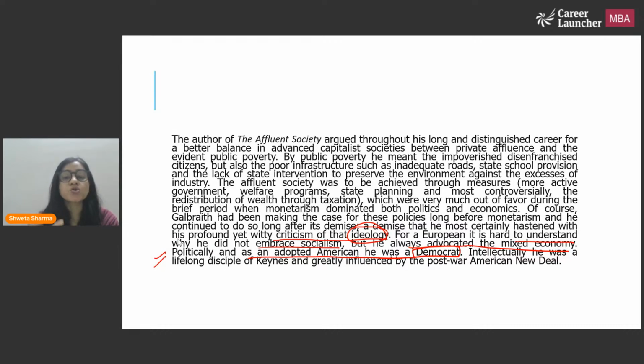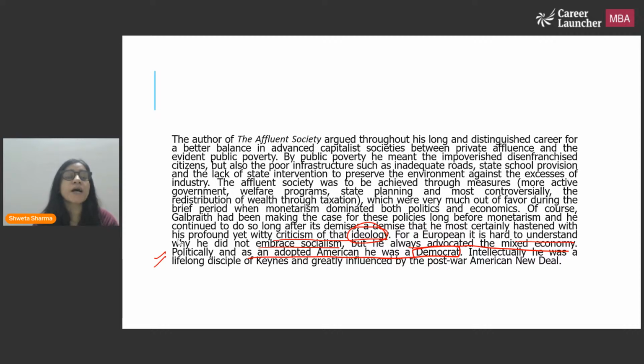Right, New Deal. So, overall, what does the passage talk about? It talks about the affluent society, how it looked. But on the contrary, it was not really as affluent as it seemed. Why was it not as affluent? Because on one side, it talks about the affluent society being comprised of rich people, but on the other side, the poor were suffering because there was no infrastructure, no roads being maintained. State school provision was also not that good. So all of this shows a lack of state intervention to preserve the environment against the excess of industry.